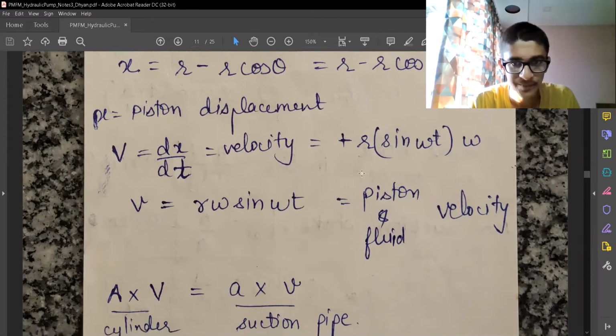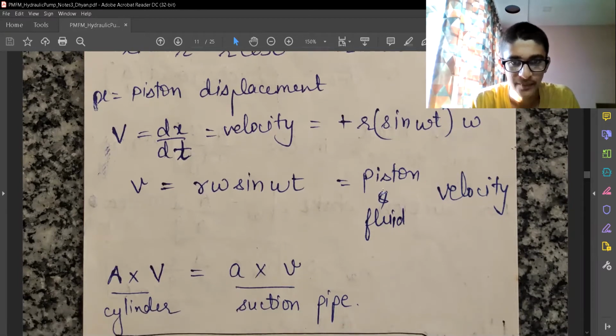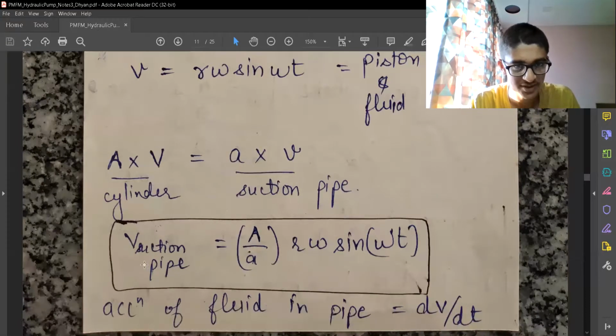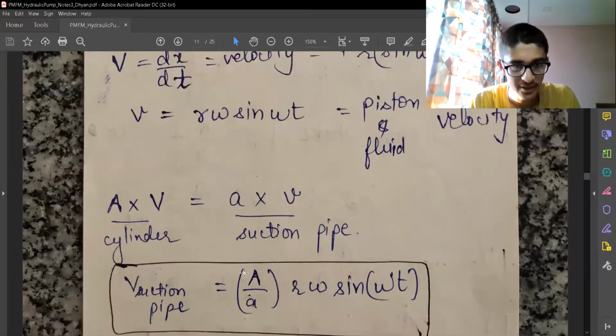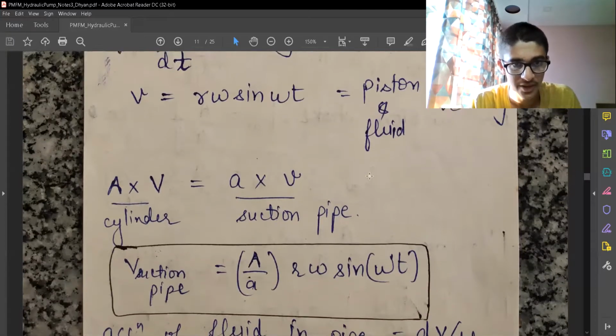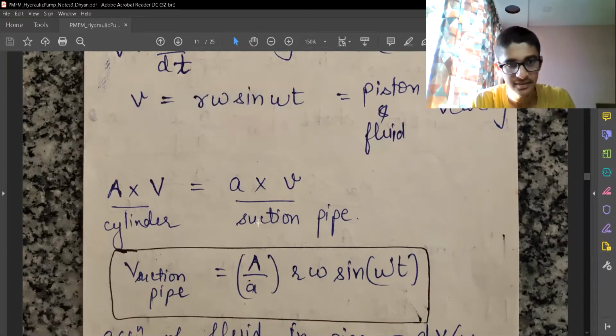Velocity will be dx by dt. We just keep on differentiating. So velocity is r omega sin omega t. That is the piston and fluid velocity, the velocity of both the piston and the fluid which is being squeezed or pushed by the piston. Both will have the same velocity. So A into V is for the cylinder, and we'll take small a and small v for the suction and delivery pipes. For the suction pipe, the velocity will be A by a into r omega sin omega t. So we have the velocity in the cylinder known, and now we can find the velocity in the pipe.